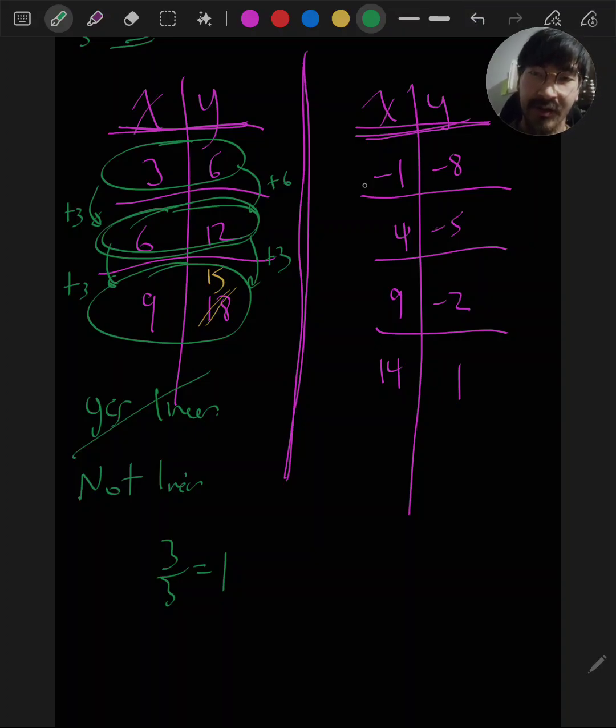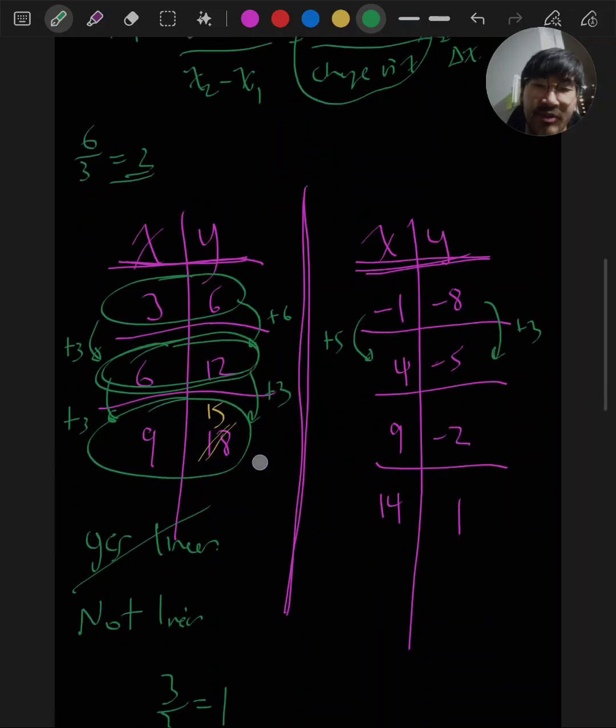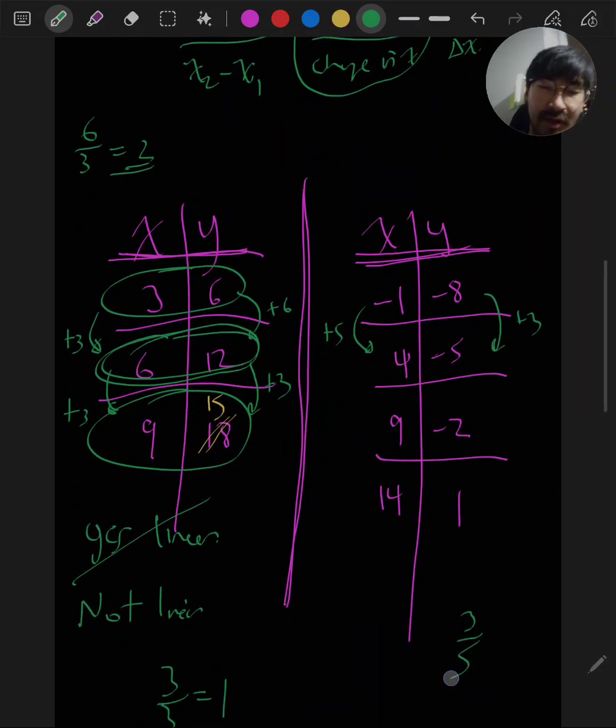All right, so look here. Check this one. Now from here, negative 1 to 4, this is going to be plus 5. So here I'm choosing the top two rows, then x increases by 5, and then the y increases by 3. So that means that the rate of change, change of y over change in x, is going to be 3 over 5. So that's the slope.